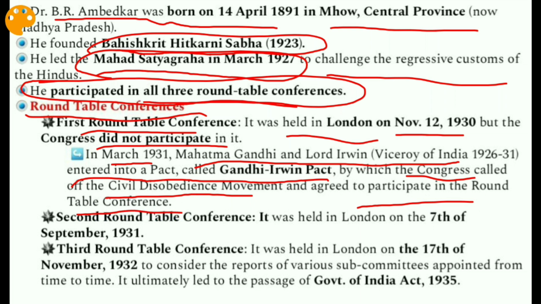So guys, in the comment box mention, during the Gandhi-Irwin Pact, Gandhi was in a jail. What is the name of the jail? Please mention in the comment box.